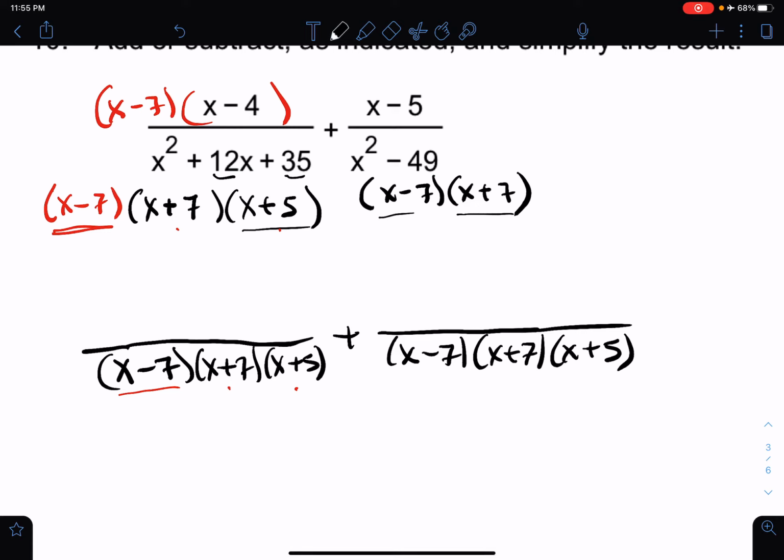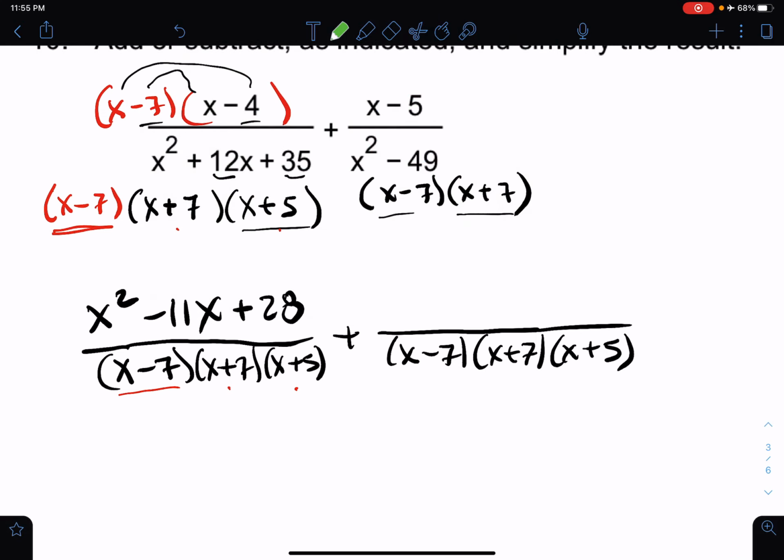That's going to be x times x is x squared. The middle term is going to be negative 7x minus 4x. Negative 7 and a negative 4 makes a negative 11x in the middle. And we get negative 7 times negative 4, which is plus 28. Okay, now go to the next one.